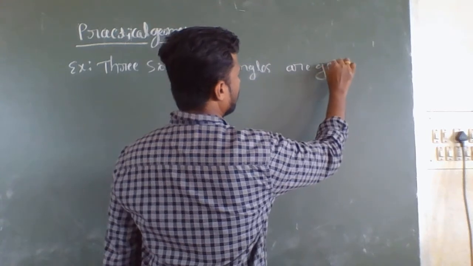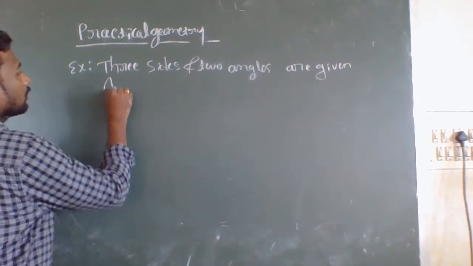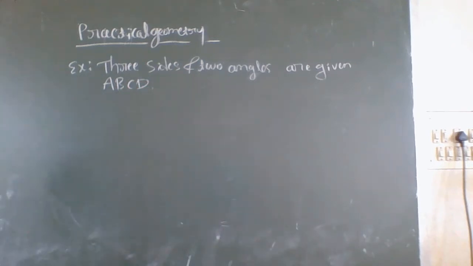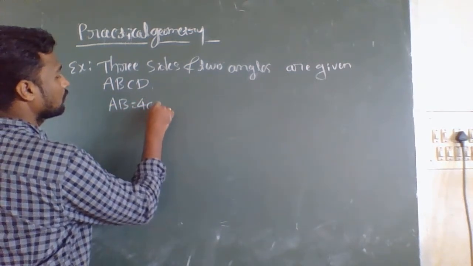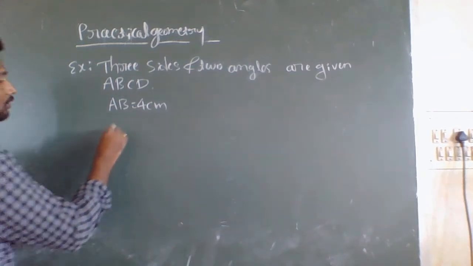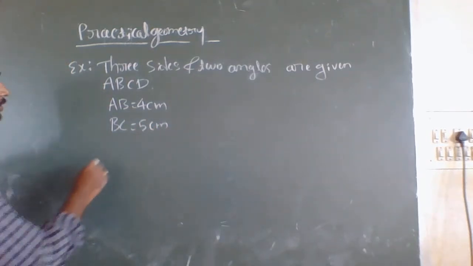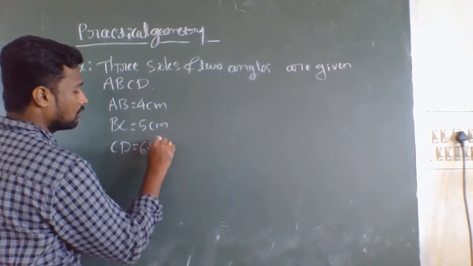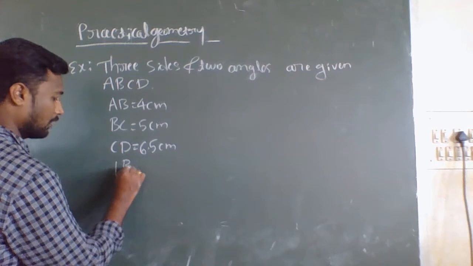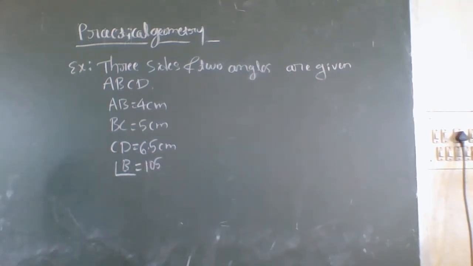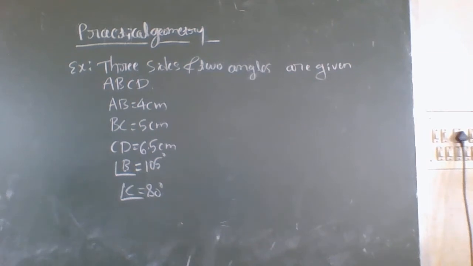Here, for example, I will consider quadrilateral ABCD where AB is 4 centimeter, BC is 5 centimeter, CD is 6.5 centimeter, angle B is 105 degree, and angle C is 80 degree.